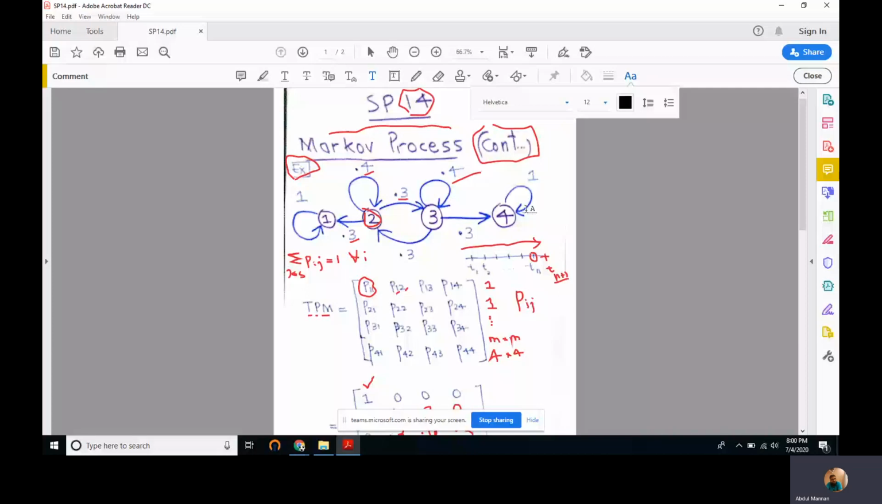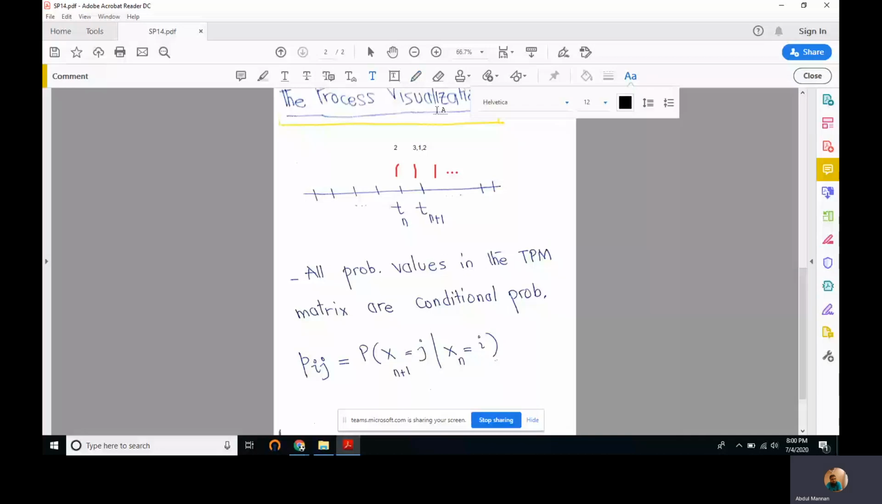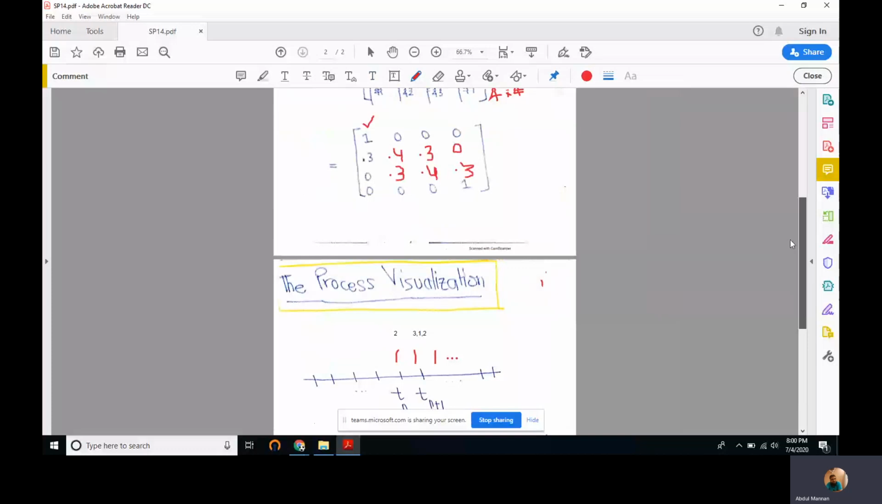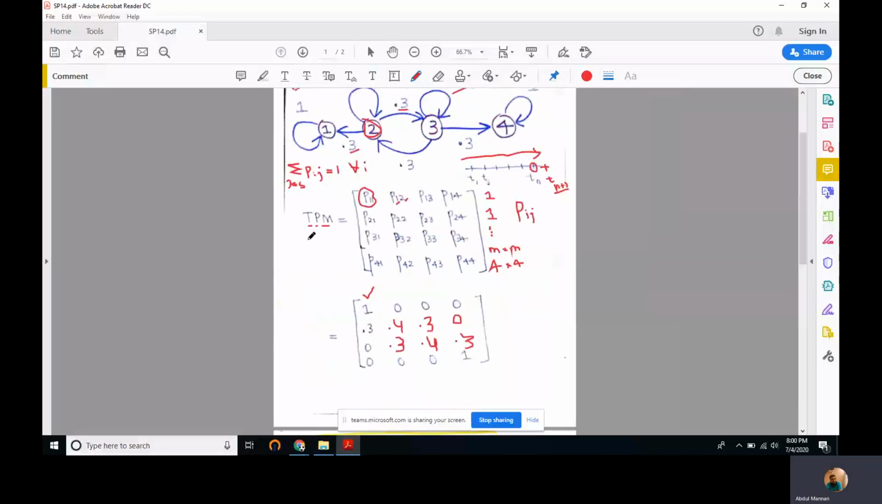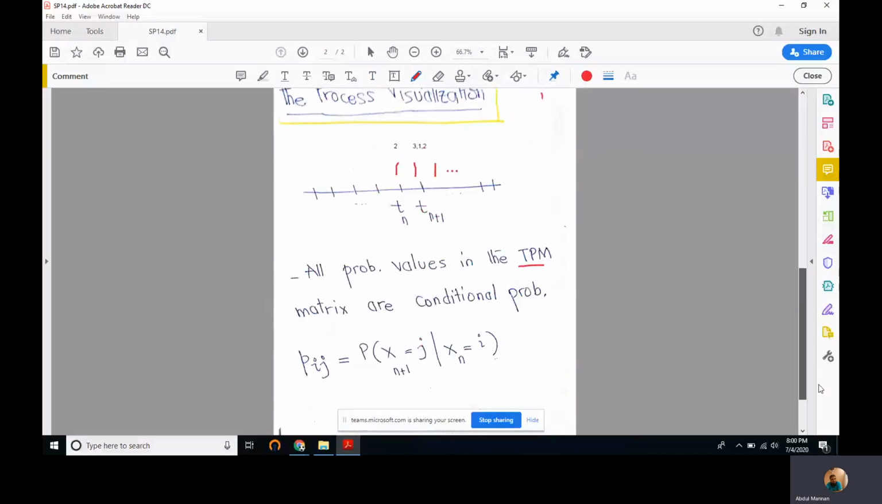One last item for today is that all the probability values that we write in this TPM, the transition probability matrix, are conditional probabilities. Pij is the probability that X at n plus 1 equals j, given that X at n is equal to i.